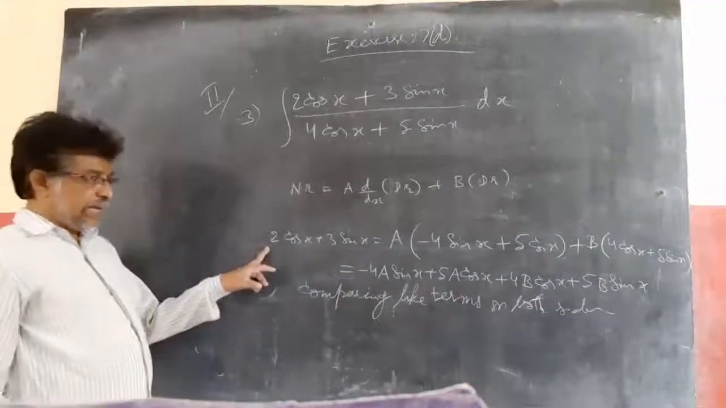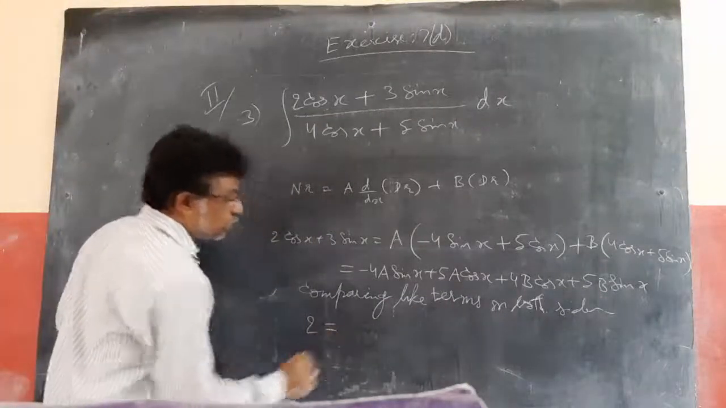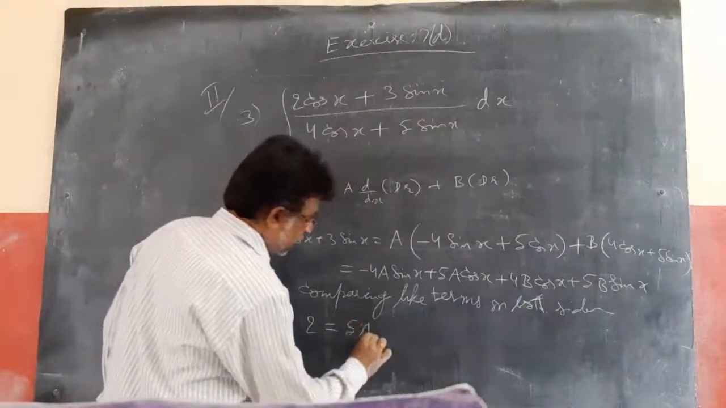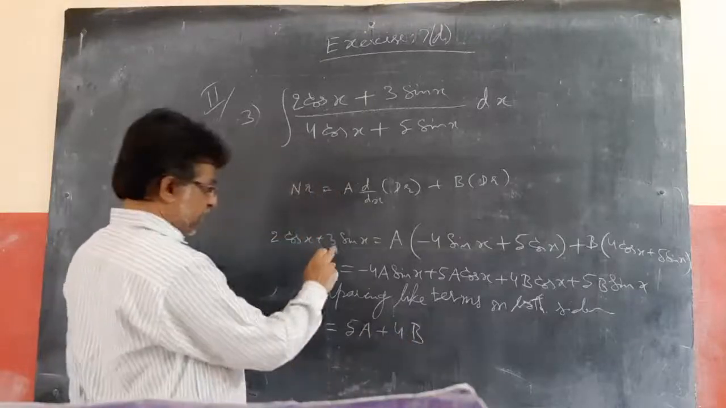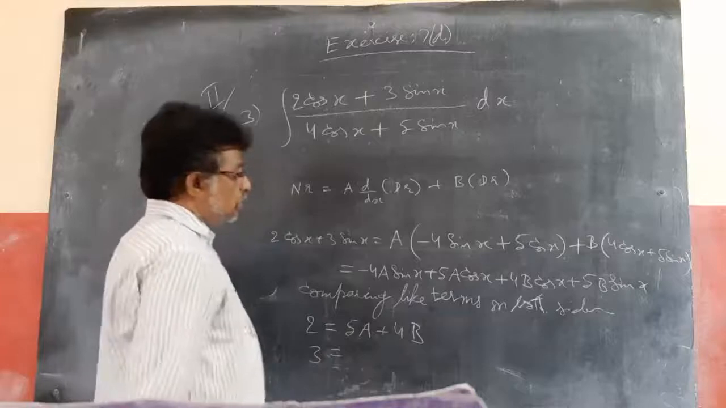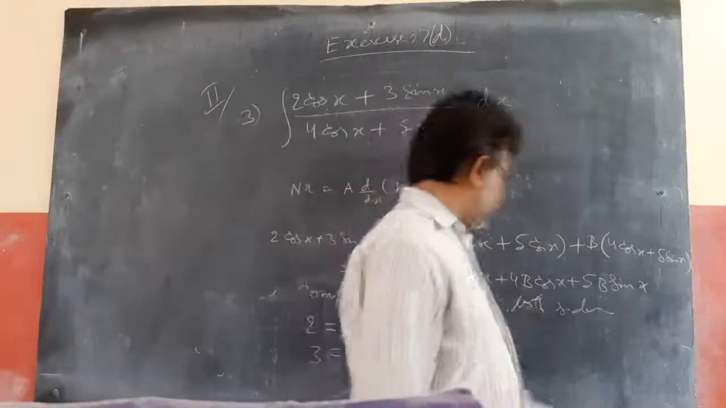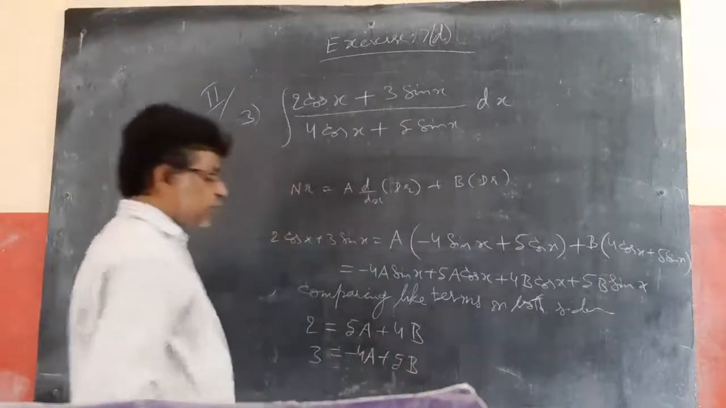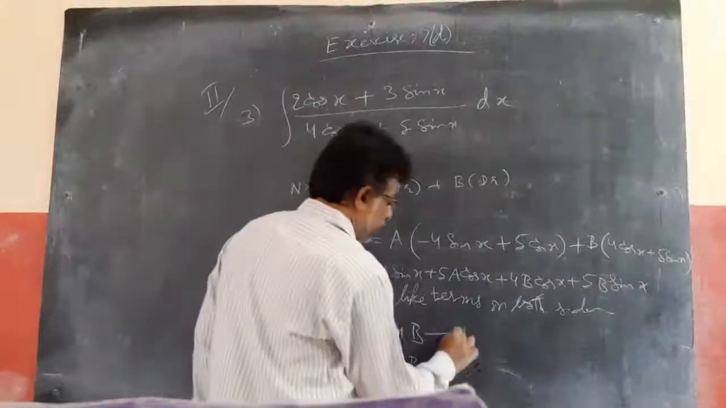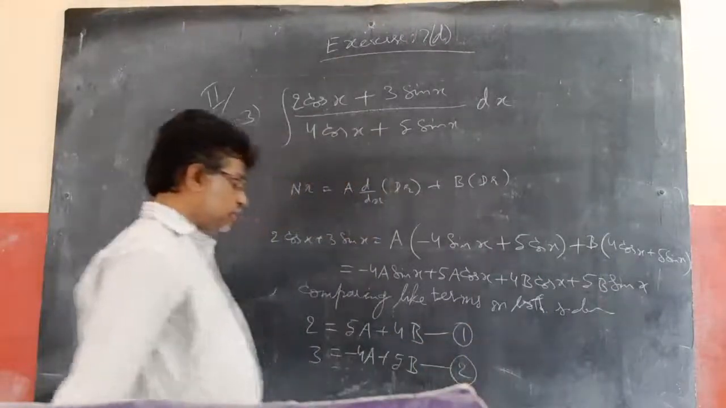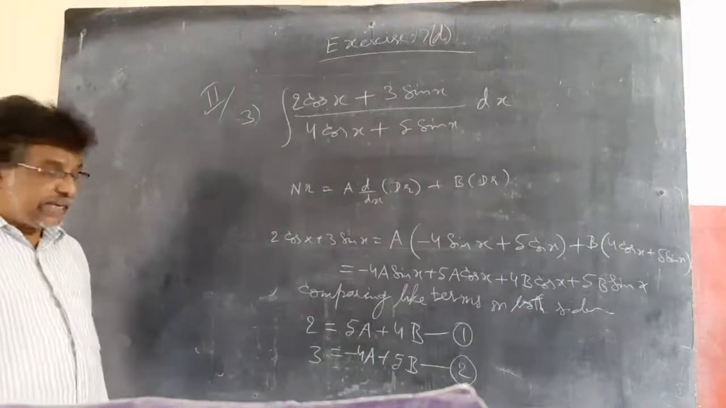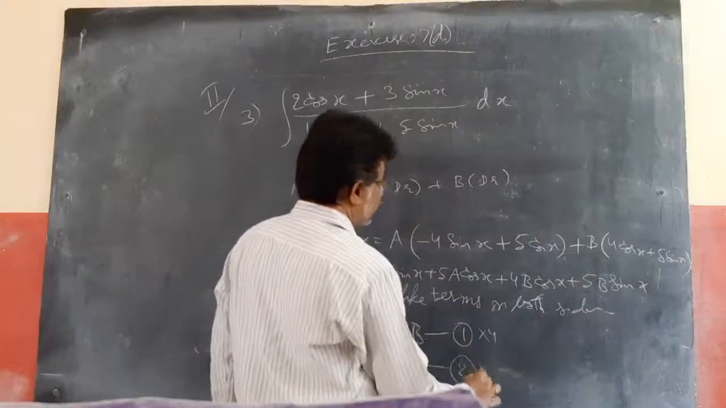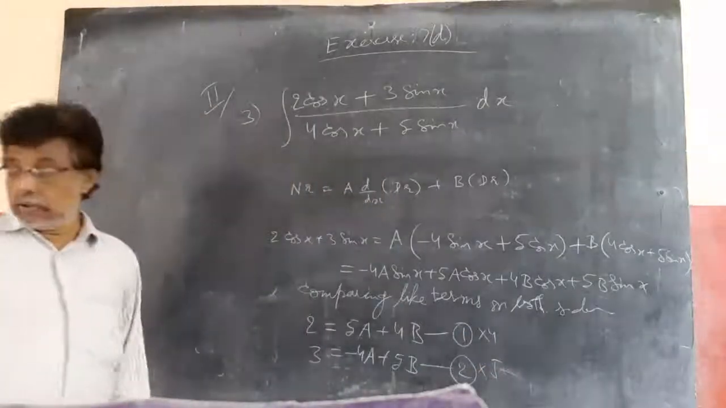Now, here the coefficient of cos x is 2, equal to the coefficient of cos x here, 5a plus 4b, and the coefficient of sin x here is 3, equal to the coefficient of sin x here, minus 4a plus 5b. Let these be equations 1 and 2. Now solving 1 and 2, you will get a and b. We multiply this with 4 and this with 5, so that I will get the a and b values.